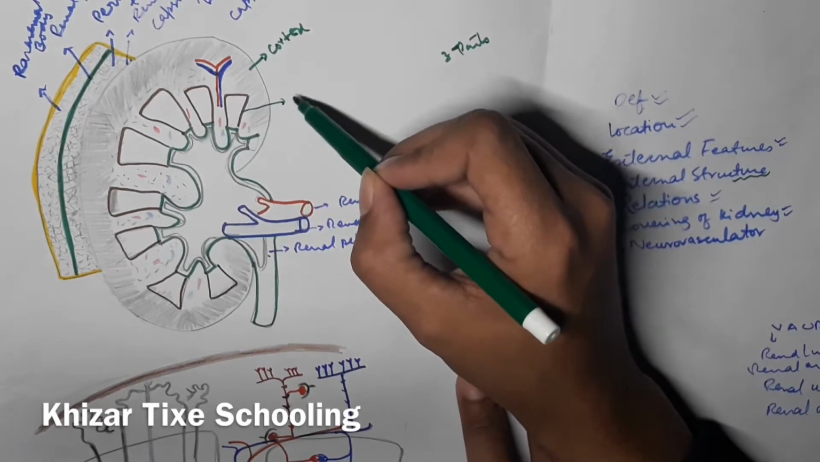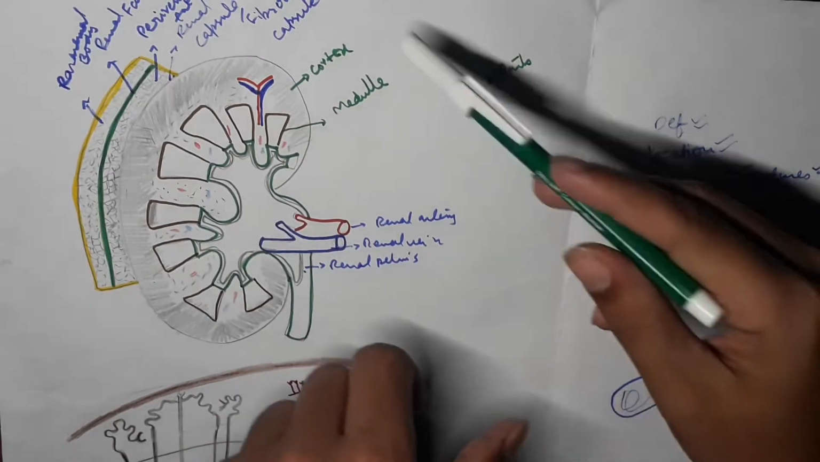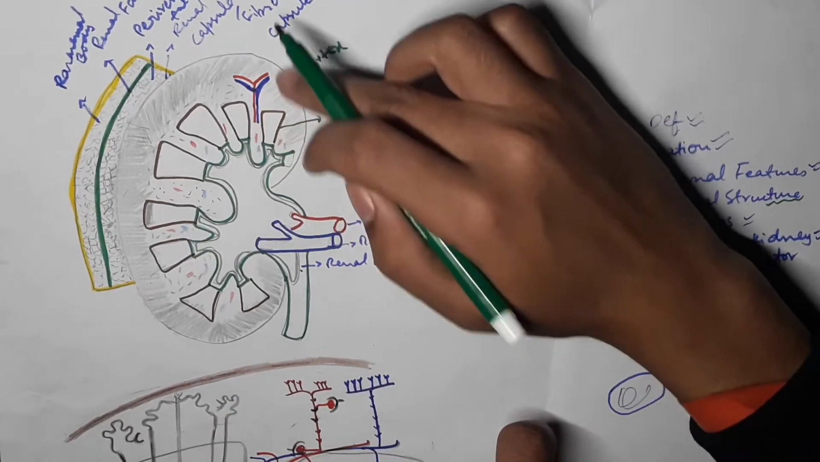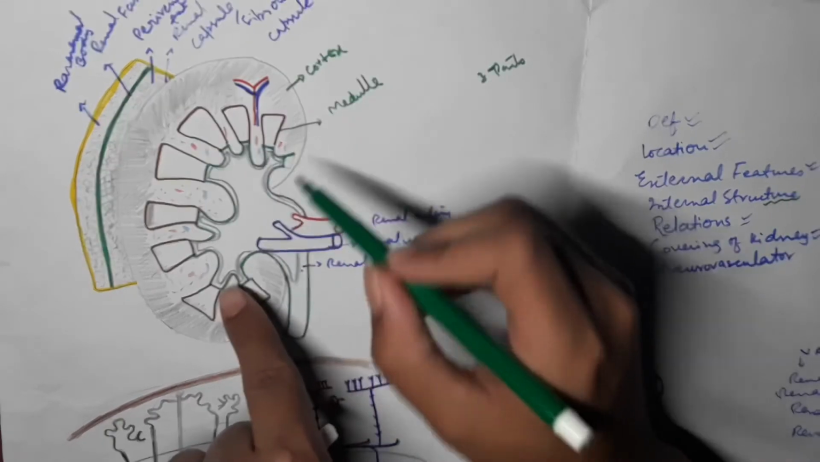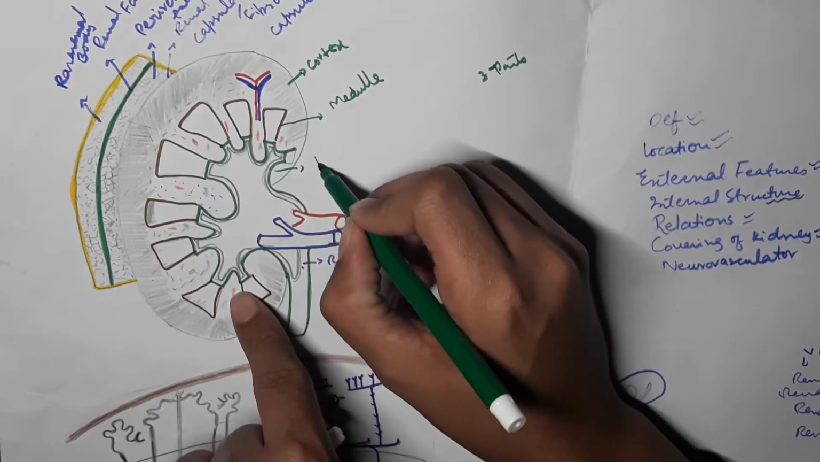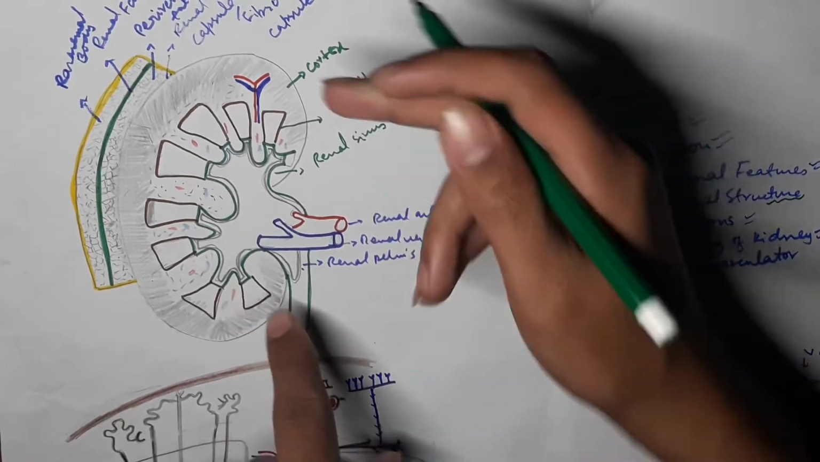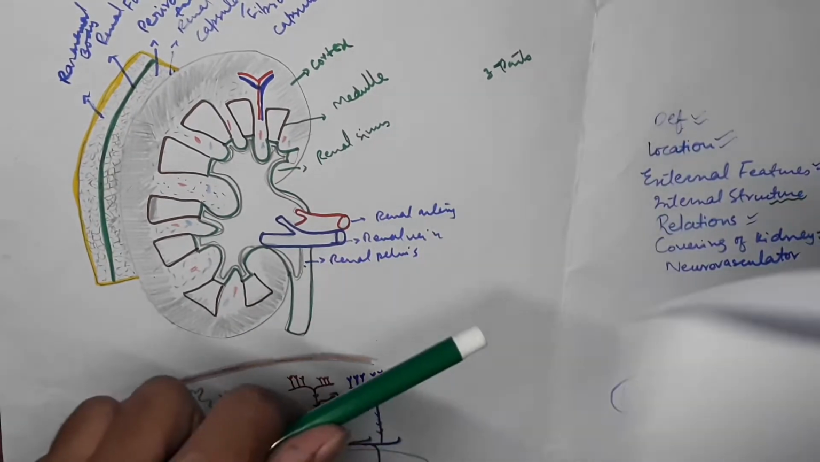renal medulla. Divided into three parts: cortex, medulla, and this is the part in between both, extended from the hilum of the kidney. This is the renal sinus. This space is called renal sinus. So it's divided into three parts: cortex, medulla, and renal sinus.